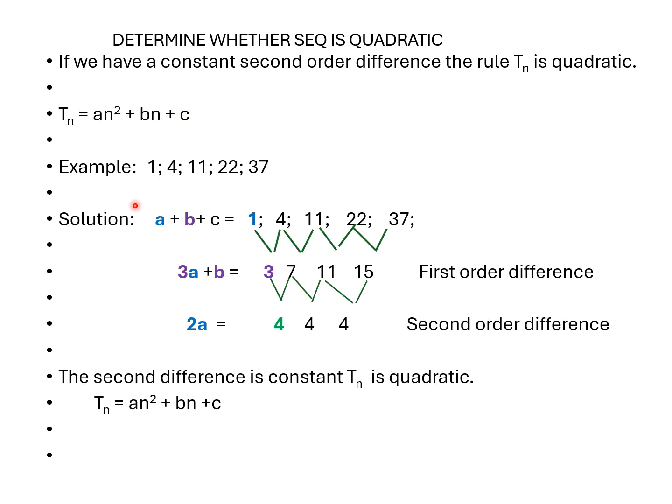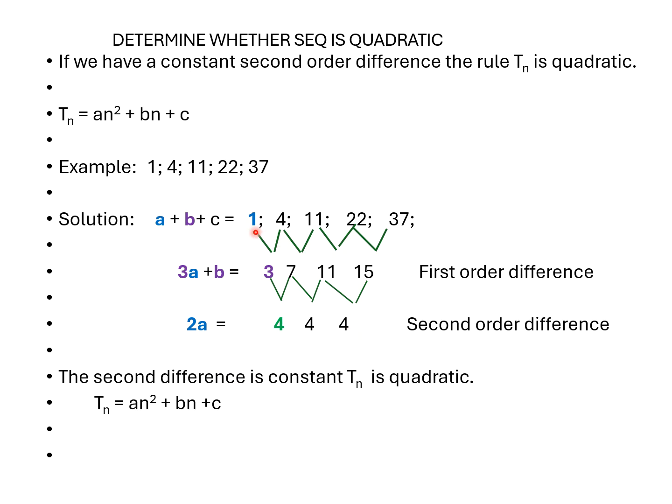Right, so working on the same example, we had 1, 4, 11, 22, 37. 4 minus 1 was 3, 11 minus 4, 7, 22 minus 11, 11, and 37 minus 22, 15. 7 minus 3 gave me 4, 11 minus 7 gave me 4, and 15 minus 11 gave me 4.